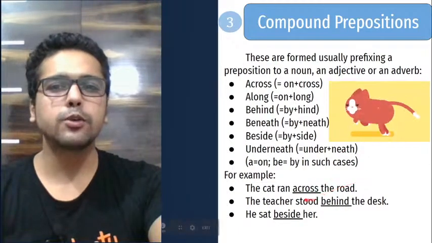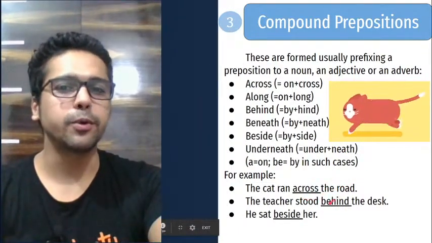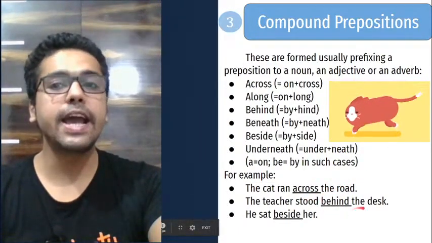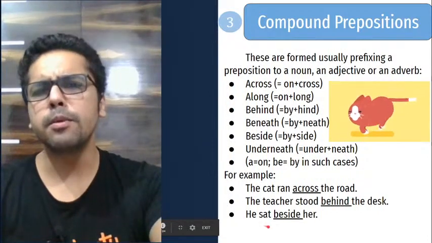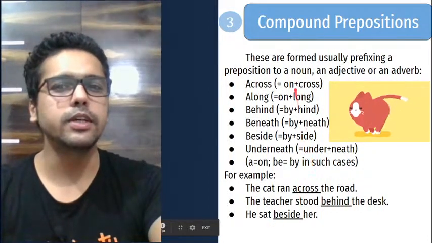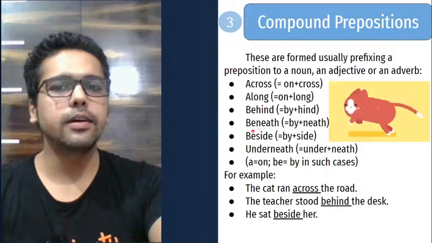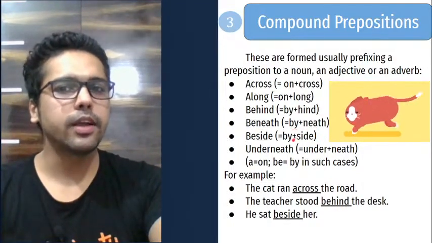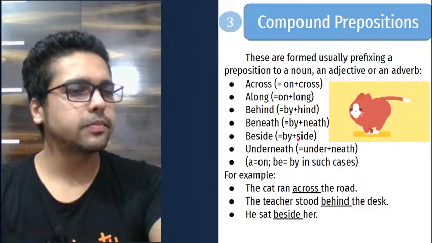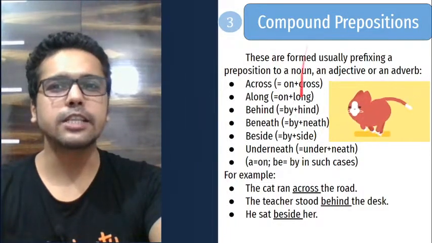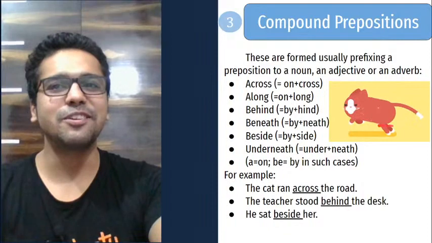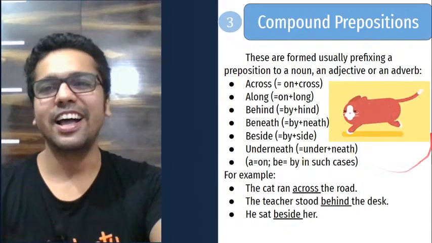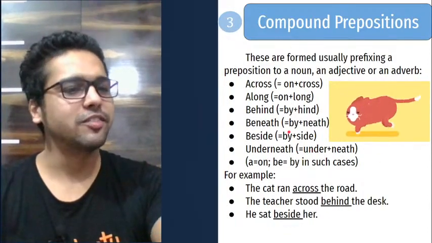You see? So the cat ran across the road. The teacher stood behind the desk. He sat beside her. So these are the words. The word be that is used here is actually by in such cases. That's why if you see, it's compound. Look at this. The way this cat is running here. Nice gif, yeah. It's quite attractive.